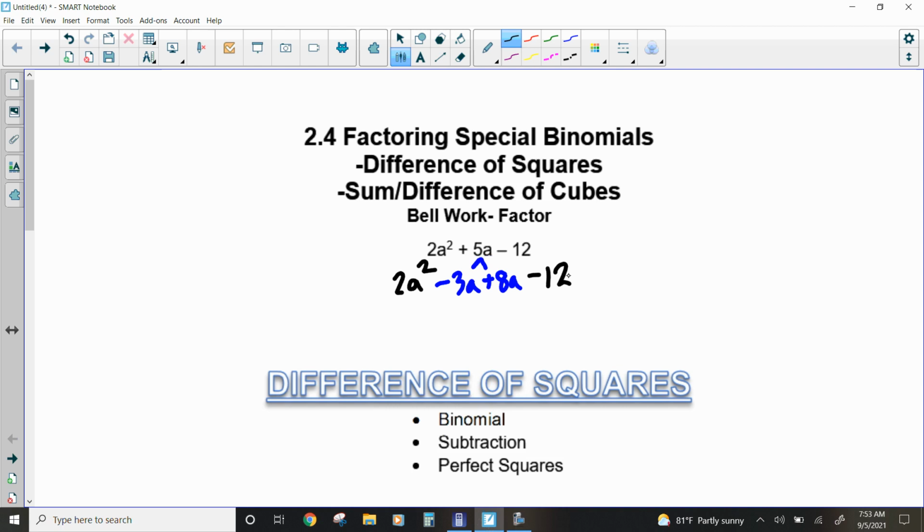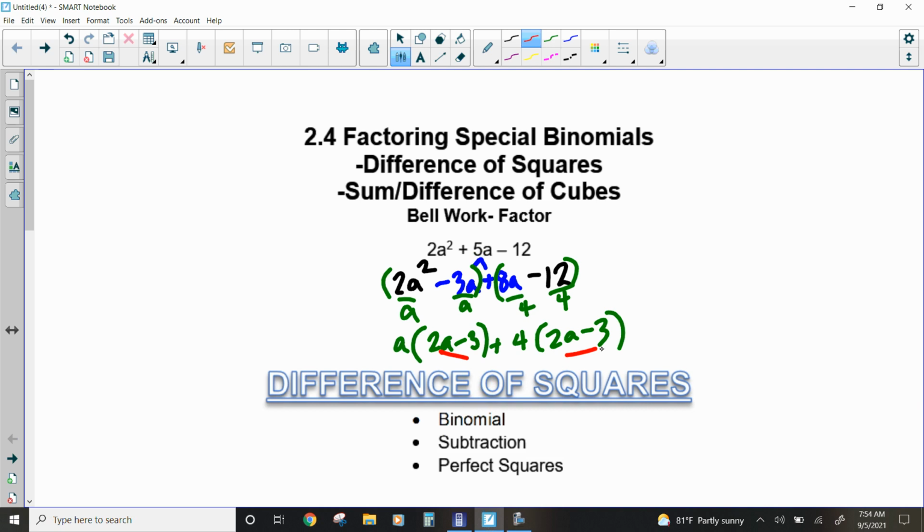So I've just converted this now into a grouping problem. So I put it in parentheses, 2 groups. I take out the GCF, which is going to be an a here. So I have an a in front, and then I have a 2a minus 3 in here. This one looks like the GCF is going to be a 4. So I can pull out the 4, and this is 2a minus 3. So now I've got my matching 2a minus 3, so I'm going to put 2a minus 3 in the first set of parentheses, and then my original GCFs, they create the second set of parentheses, and then that's my answer.